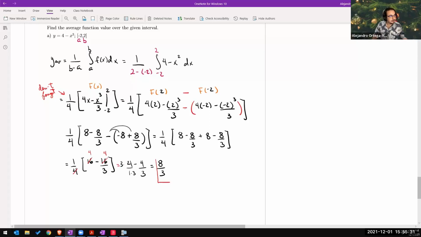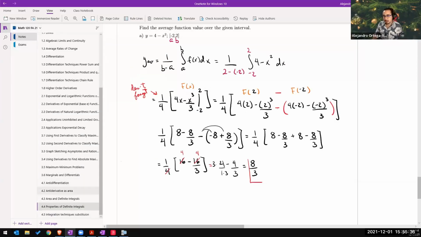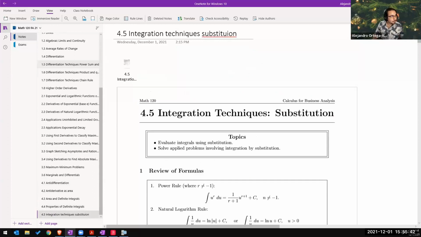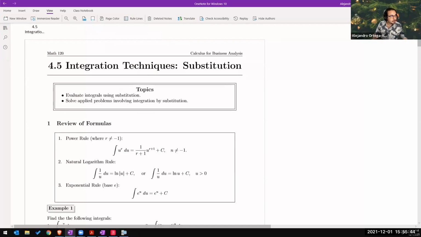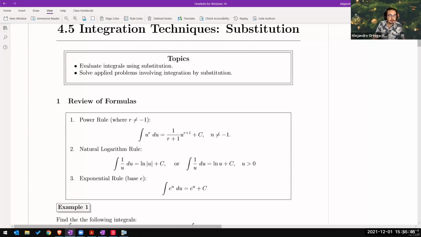Alrighty. Now, I want to take a look here at the new technique that I was mentioning that's going to help us deal with more complicated integrals. Now, before we do that, though, I just want to recap some of the formulas that we've seen so far for the integrals, the antiderivatives.